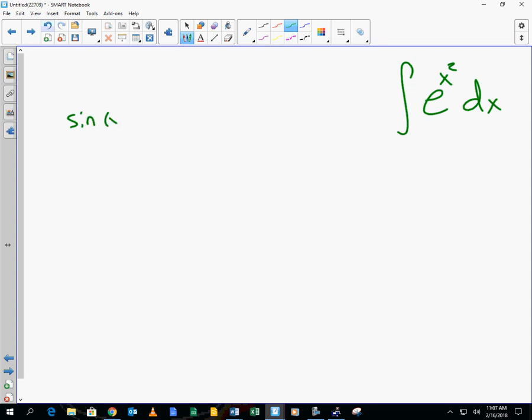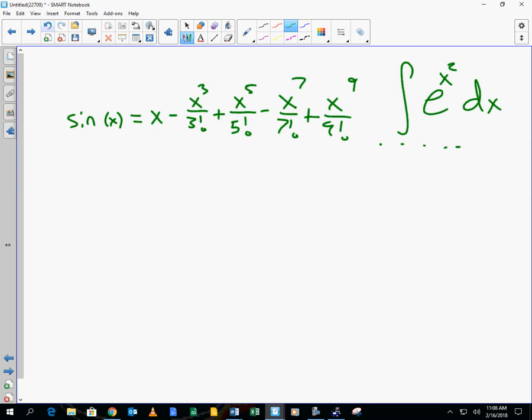What's the antiderivative of sine of x? Cosine of x. Okay, negative cosine of x, right? So we know that. But there's a branch of mathematics in calculus 2 where we learn that every single function can be written as a polynomial. So sine of x is actually x minus x cubed over 3 factorial plus x to the 5th over 5 factorial minus x to the 7th over 7 factorial plus x to the 9th over 9 factorial, and yes, all the way to an infinite number of terms. The further you carry it out, the better approximation it is.